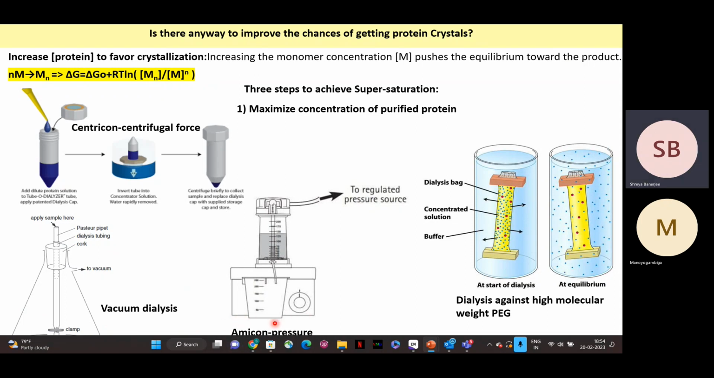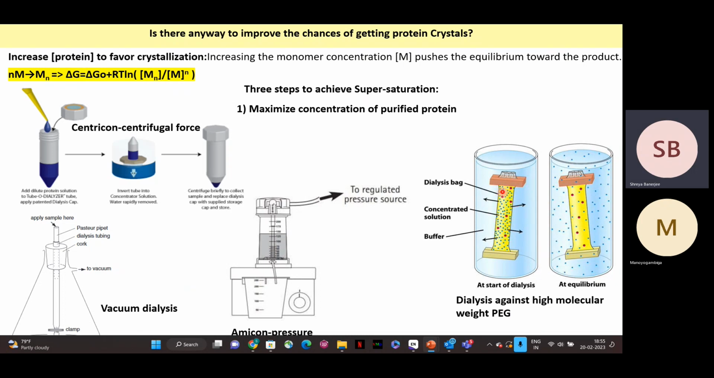Another method is called the Amicon pressure. This is similar to the vacuum dialysis, but instead of vacuum, you are applying pressure. So you have the dilute protein solution here, and you are applying pressure through this tube at the top of this solution. So what this pressure does is that the filtrate or the buffer solution will come out from this tube and get collected in this bucket. So as more and more of the buffer solution comes out, the protein solution gets more concentrated till the point of supersaturation.